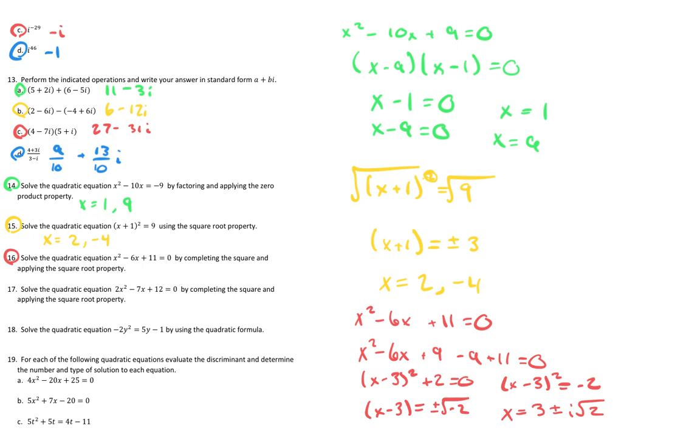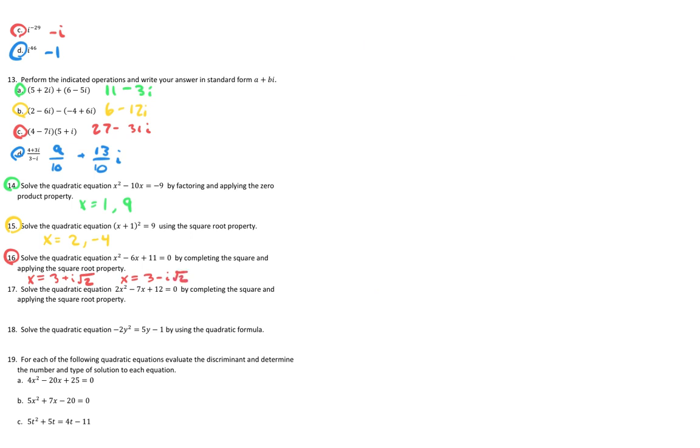So that means our answers are x equals 3 plus i square root 2 and x equals 3 minus i square root 2. Okay, so for number 17, we're going to do the same thing. For now, we have a little trickier question. We have 2x squared minus 7x plus 12 equals 0.